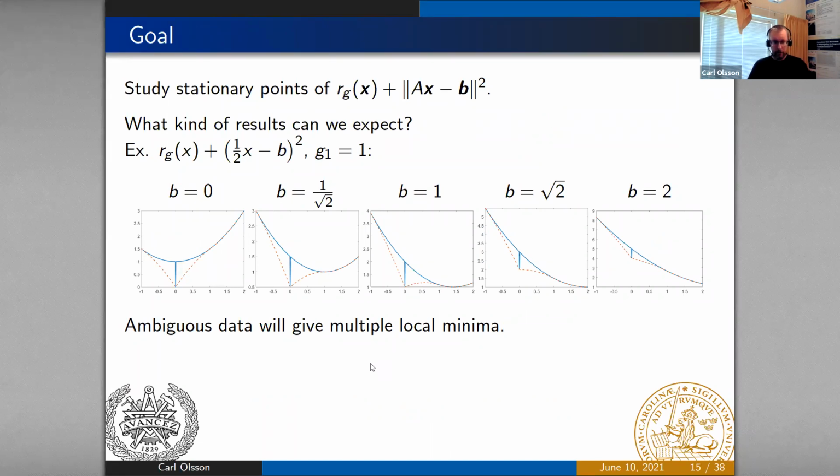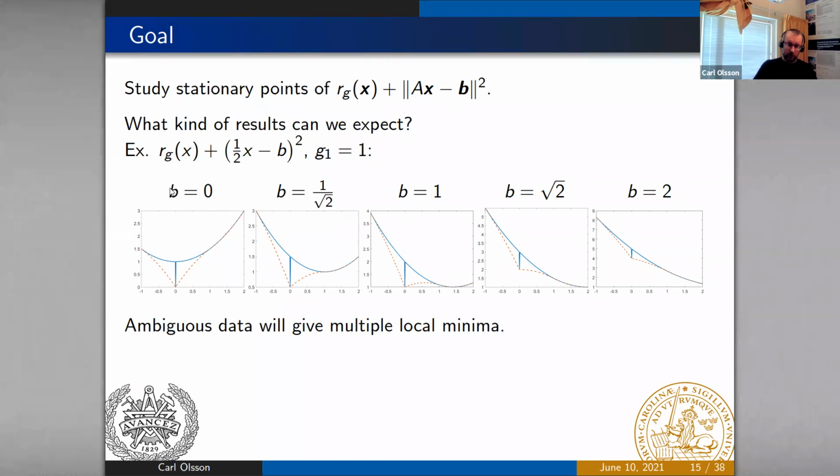So before I present the main result, I just want to give you some more intuition on what to expect here. If I have something like this, now again, it's a one-dimensional problem. This 1/2 is what corresponds to the operator here. So what I've done here is I've plotted the original function, the blue one, and the relaxation for different values of B, to highlight that the properties here are going to depend on the data.